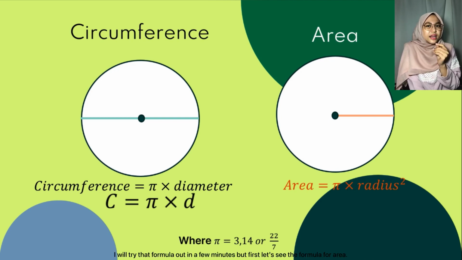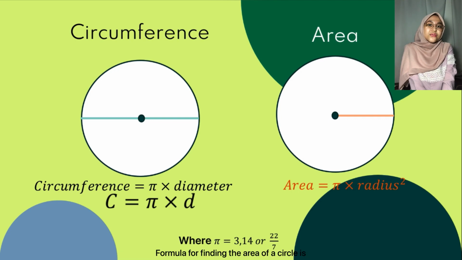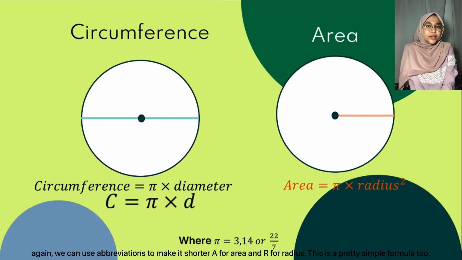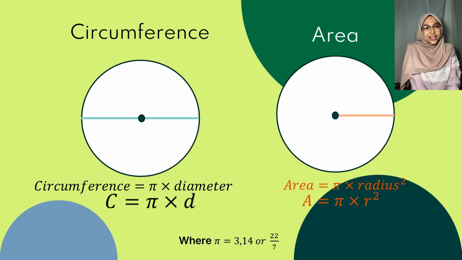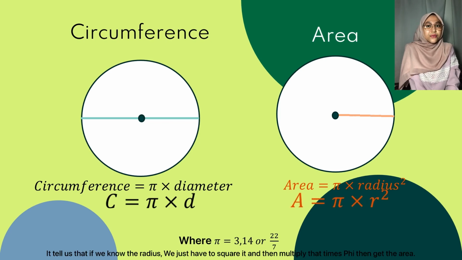I will try that formula out in a few minutes, but first let's see the formula for area. The formula for finding the area of a circle is area equals pi times radius squared. Again, we can use abbreviations to make it shorter: A for area and r for radius. This is a pretty simple formula too. It tells us that if we know the radius, we just have to square it and then multiply by pi, then we get the area.